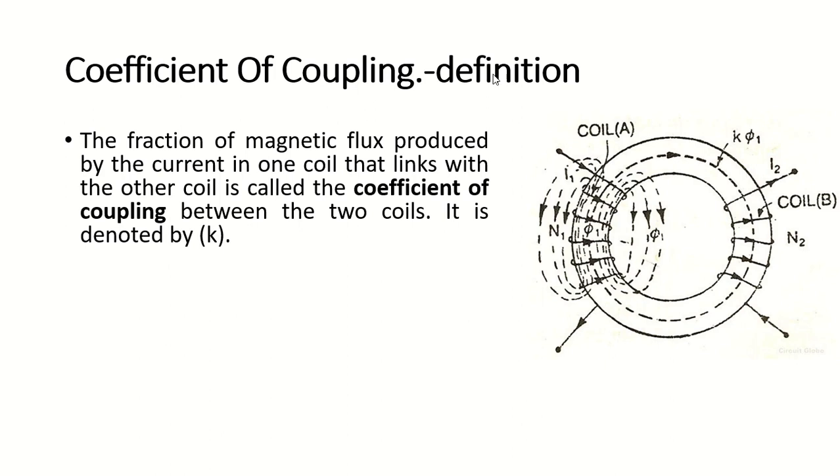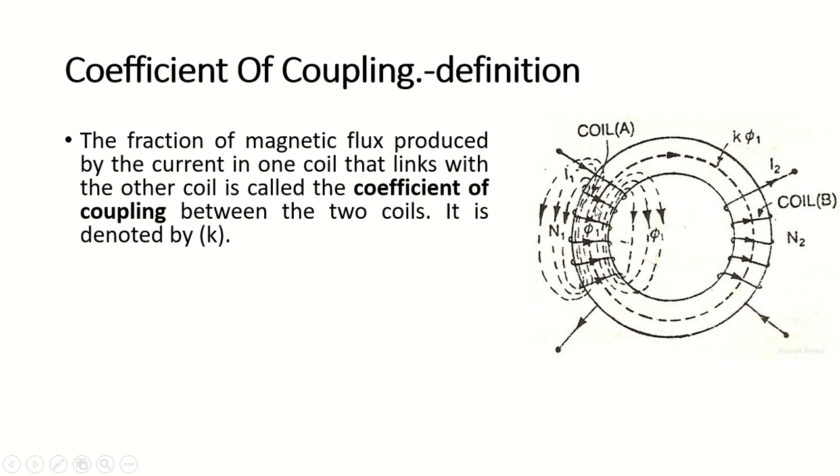So can you recall what is self-inductance? Suppose you consider two coils, coil A and coil B. We are passing current through coil A, so there is a flux linkage in coil A. As a result of the flux linkage, an EMF is induced. The EMF induced in coil A due to current in coil A is known as self-induced EMF.